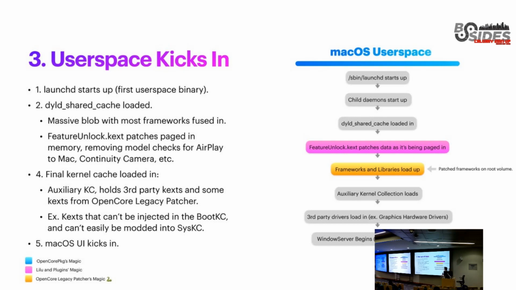And then we have our general frameworks and libraries, additional ones we patched using the Python frontend. And then we have the third stage kernel cache loading, the auxiliary kernel collection. This holds third-party device drivers, as well as anything that we might not have been able to patch in earlier as easily. Finally, you have WindowServer kick in, the graphical user interface.